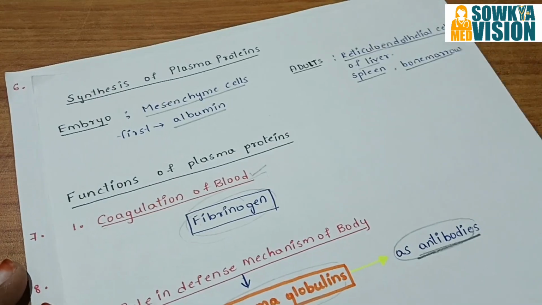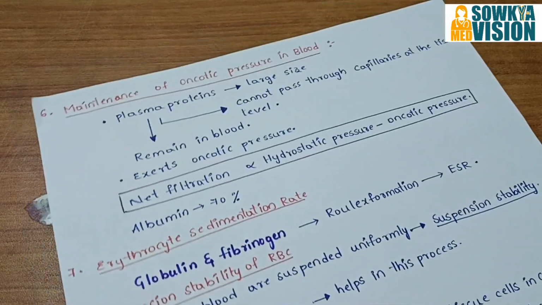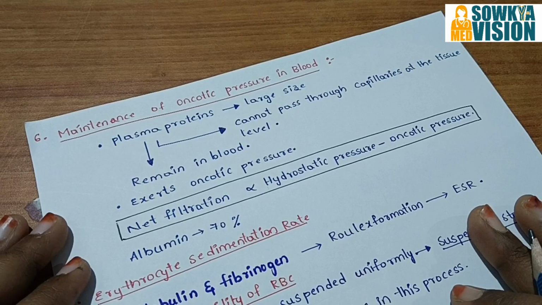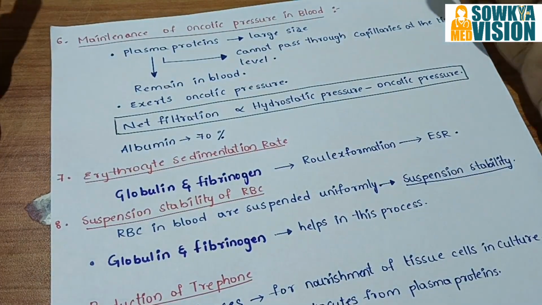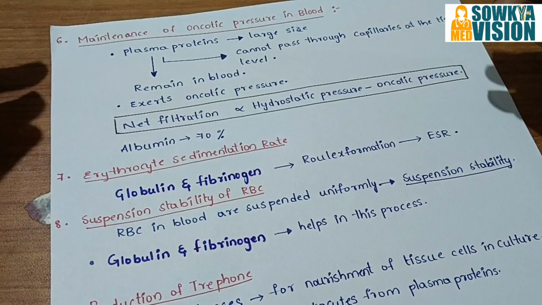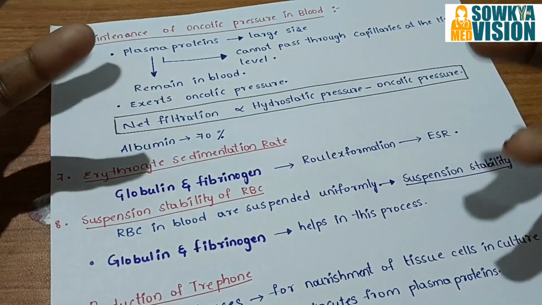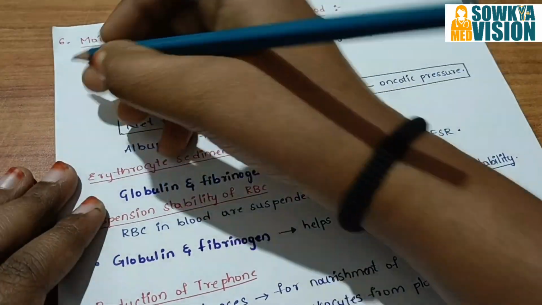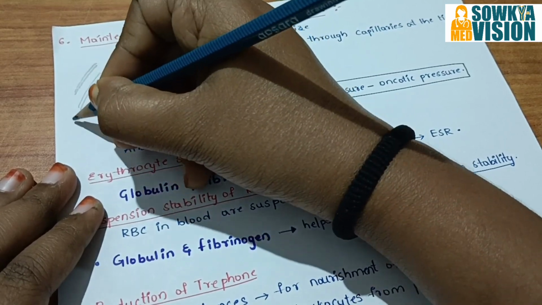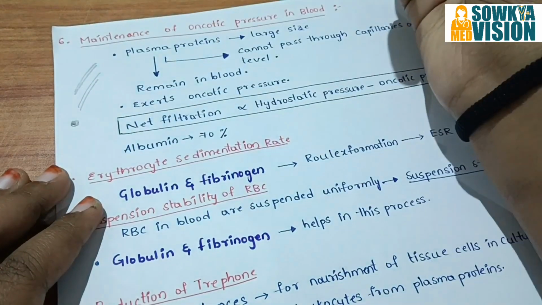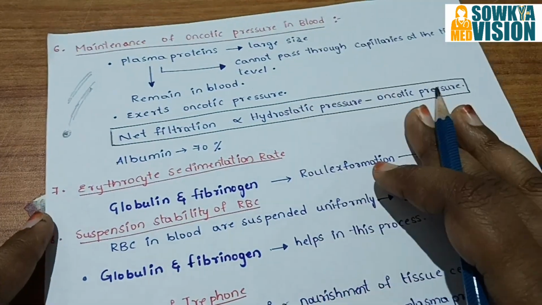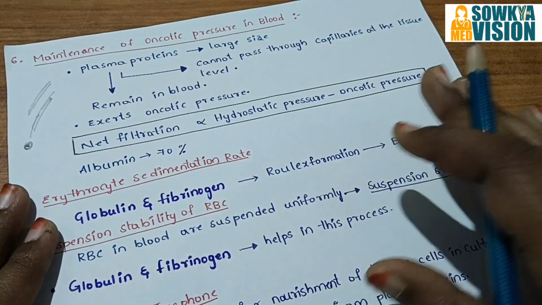Now let's see some more functions of the plasma proteins. Next one is maintenance of oncotic pressure. Plasma proteins, in general proteins, are large molecules which cannot pass through the capillaries. See, these are very small capillaries, and the plasma protein size is this much. So these proteins cannot enter the capillaries at the tissue level.